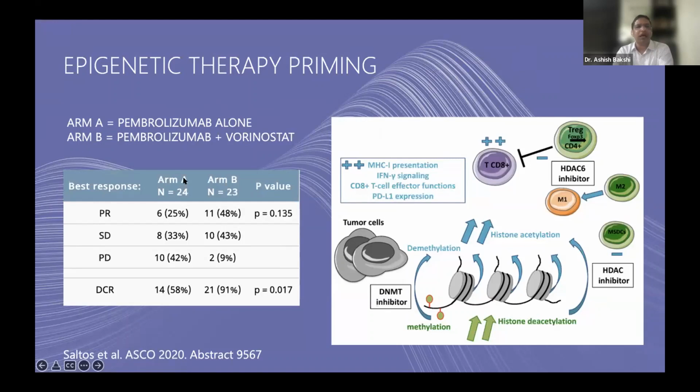Now, as you can see here in arm A, which was pembrolizumab alone, you can see partial responses of 25% and disease control rate of 58%. As against that, in the group that received vorinostat along with pembrolizumab, you see partial responses of almost 50% and a disease control rate of 91%. So this is a very, very interesting proof of principle study. It showed that by combining epigenetic machinery with immunotherapy, you can have more depth of response and also more durable responses. So a lot of trials are currently trying to address this issue.